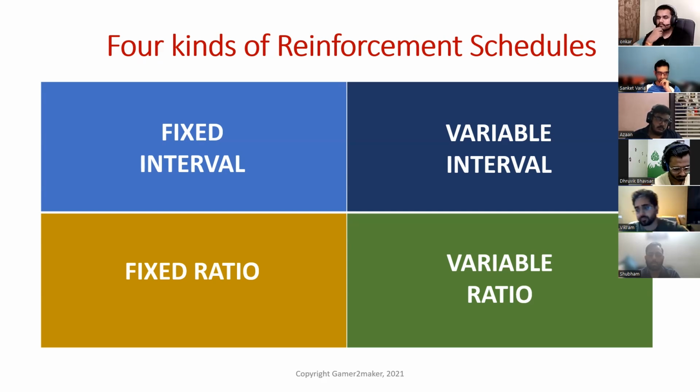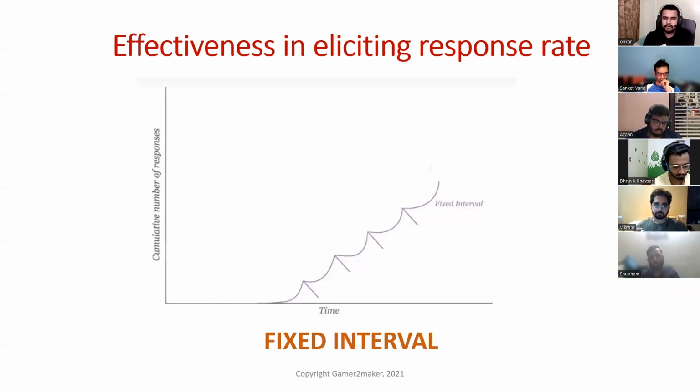Now, what I'm going to do is show you some graphs which are going to help you understand the effectiveness of each one of these schedules. This is effectiveness in eliciting response rate. What does that mean? It means you are a player, or you imagine you're a rat, pressing the lever. Now, if the rat is alert and happy and enthusiastic, he's going to be like tuck tuck tuck tuck tuck. If he's not in a good space, he'll be like tuck tuck.